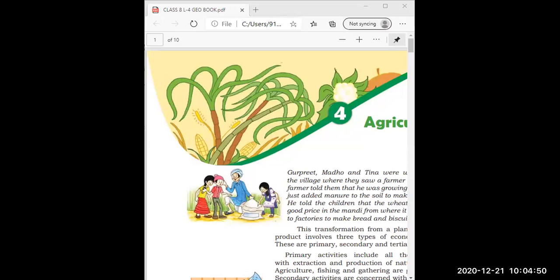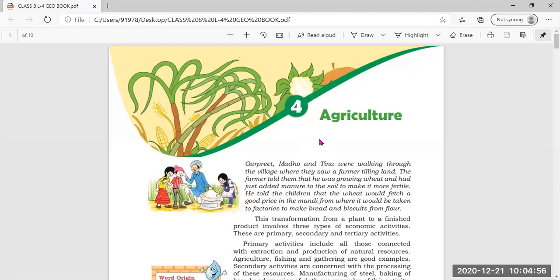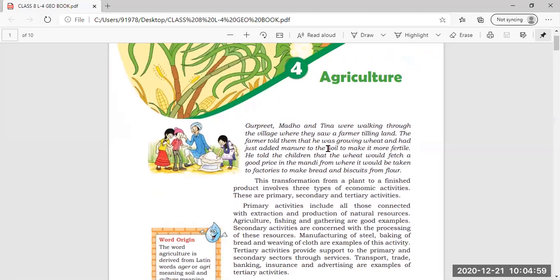So now today I'm going to start with lesson number 4 of geography, that is agriculture. So take out your books, geography books, and open the lesson number 4, that is agriculture.